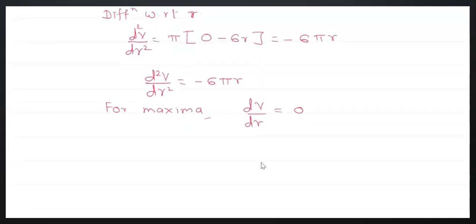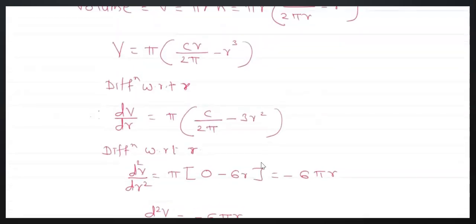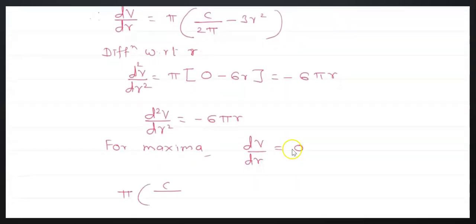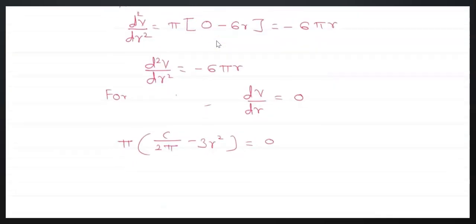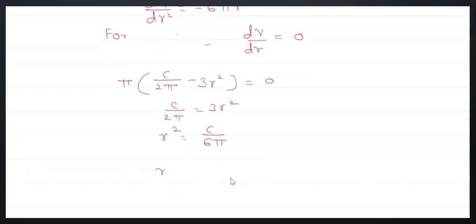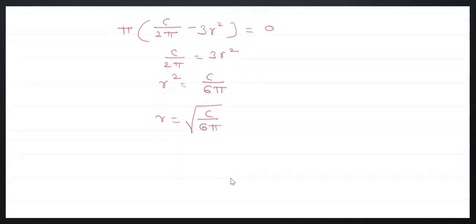Now we'll find out the extreme values. For that, we equate the first derivative equal to 0. Therefore dV upon dr is equal to 0. Its first derivative was pi in bracket (c upon 2 pi minus 3r square). And c upon 2 pi is equal to 3r square. Therefore r square is equal to c upon 6 pi. Therefore r is equal to root of c upon 6 pi.